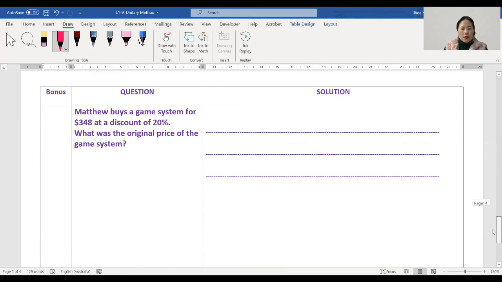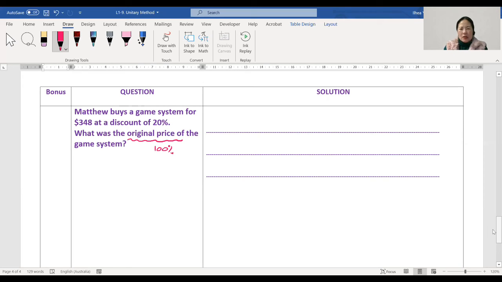Now, this is a bonus question. Okay, let's have a look. Matthew buys a game system for $348 at a discount of 20%. What was the original price? So always original or total price. We want to know the 100% of the price of the game system.